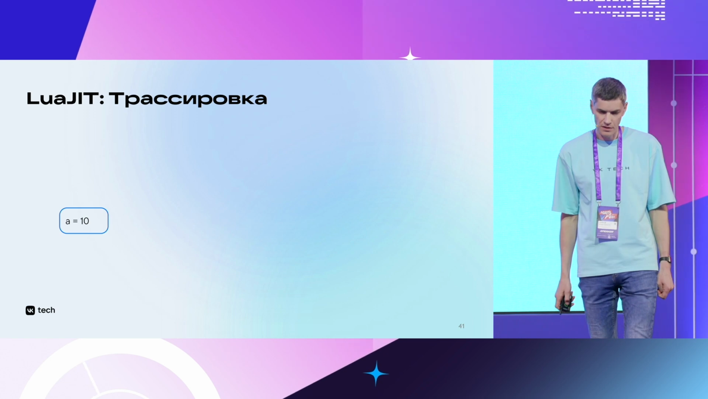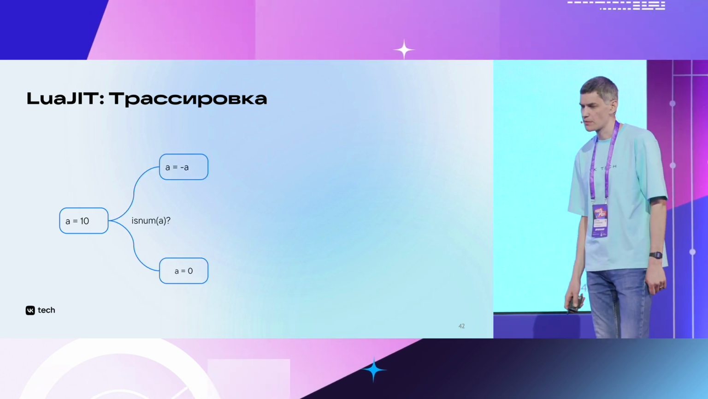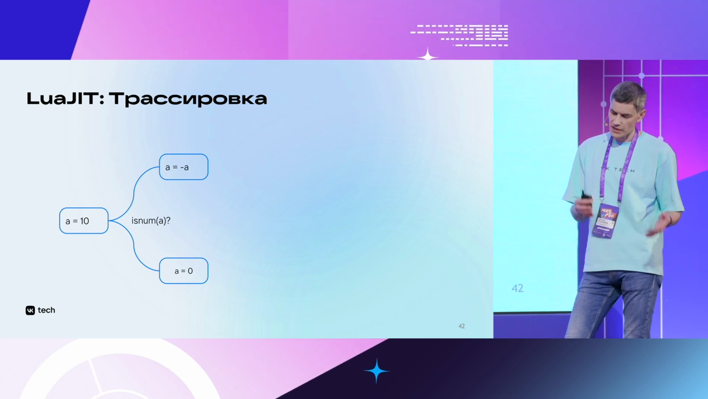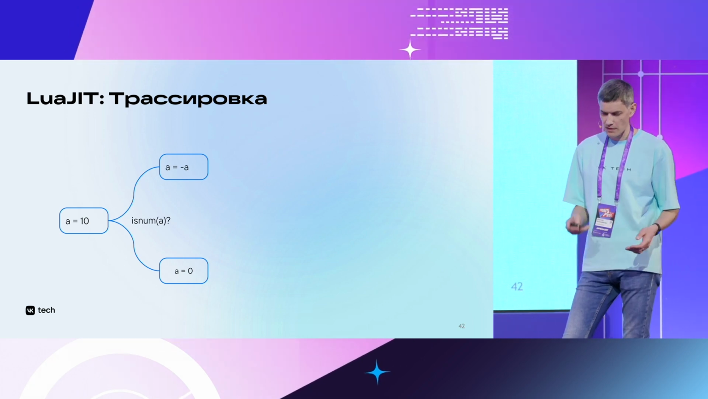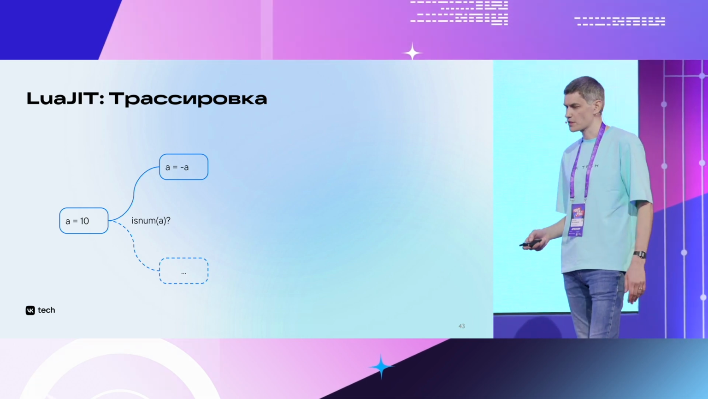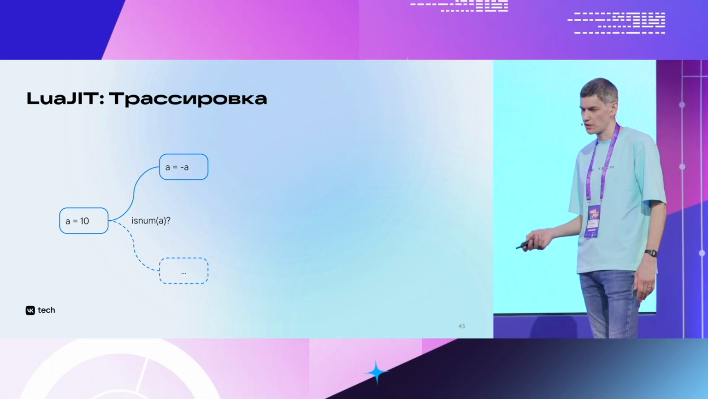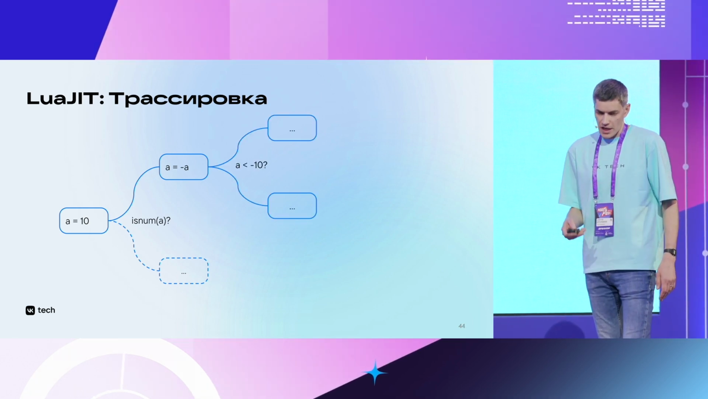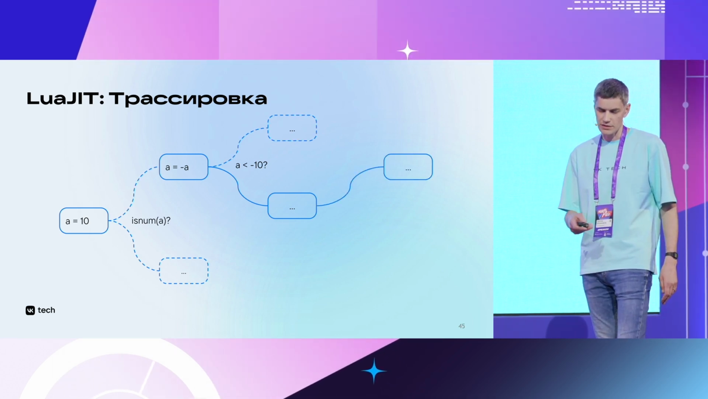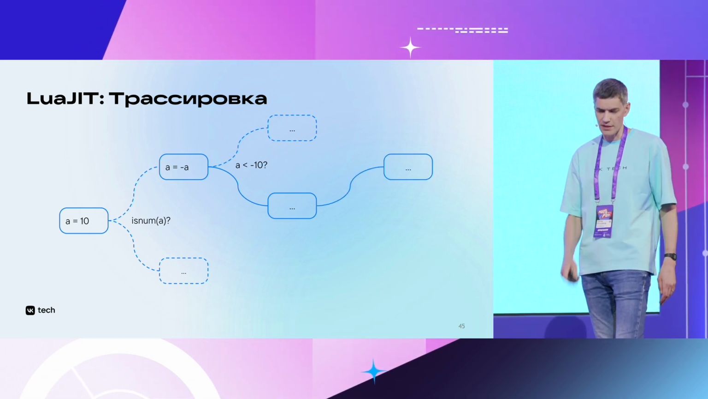Here is how tracing works. Here is the code to assign a variable. It's a number. Then there is a condition: is it a number or not? If it is, then we go to this one branch. Then we need to know if it's positive or negative. Another condition, just one branch out of two.